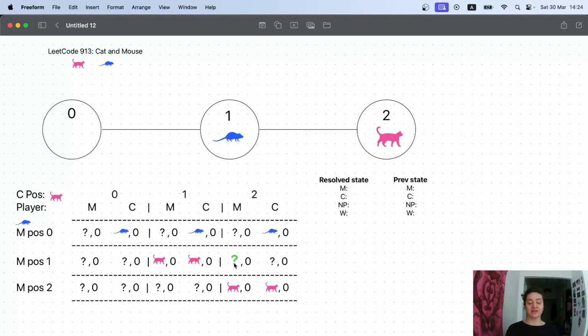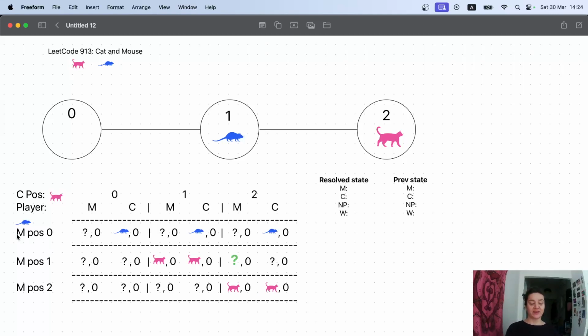So the green one is the goal state. But also we have some pre-known winners, and these are the little pictures. For example, if the mouse and cat are on the same node together, the cat catches the mouse and wins. So both on 1, and it doesn't matter whose turn it is, or both on 2, and it doesn't matter whose turn it is. It's a cat win.